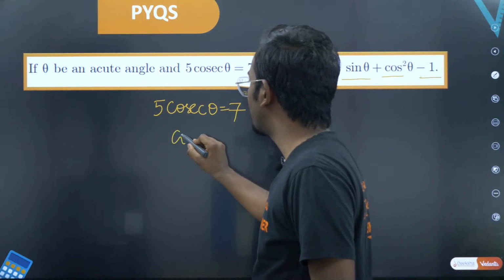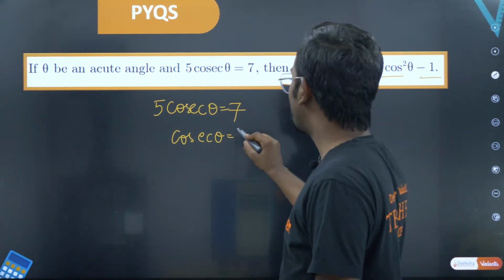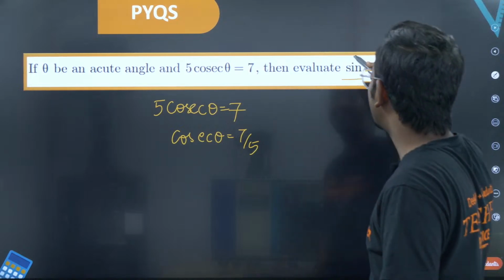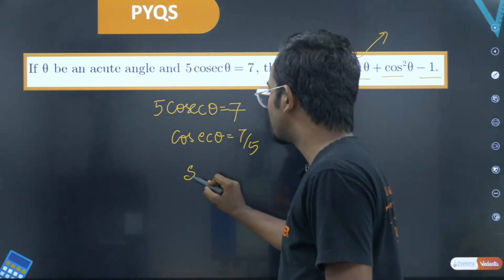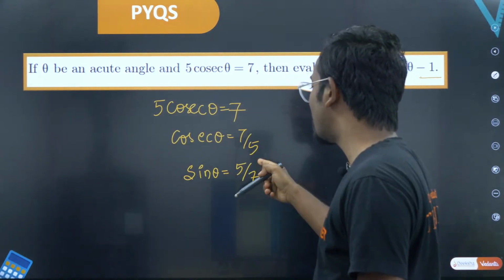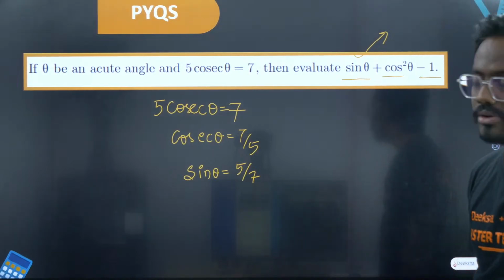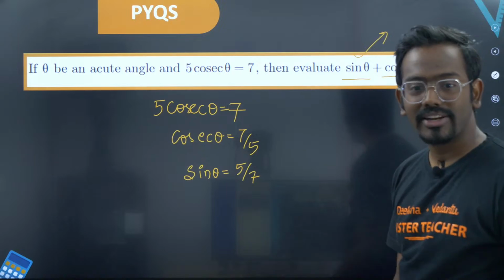So suppose cosecant theta is equal to 7 by 5. I want sine from this. If cosecant theta is 7 by 5, then what is sin theta? Sir, sin theta is basically 5 by 7, clearly less than 1. So therefore I can accept this value, 5 by 7. If sin theta is 5 by 7, how do you calculate cos theta?